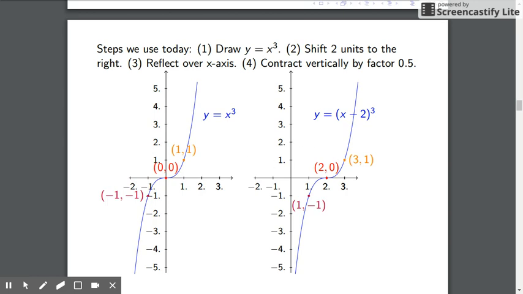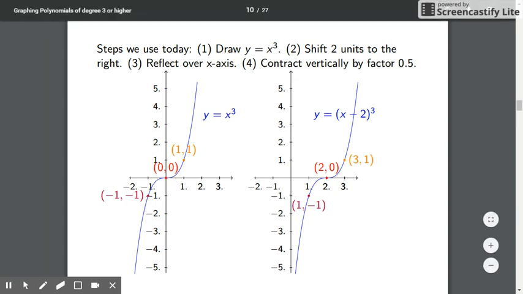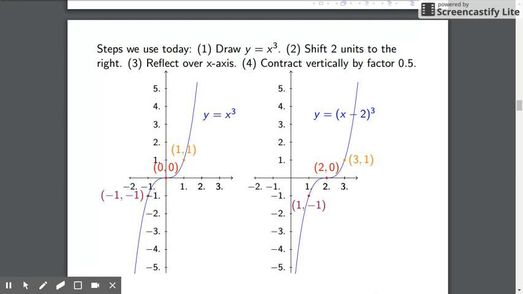So the first step, I'm thinking, is to shift to the right or to the left to get the parentheses x minus 2 cubed. How do we do that? This is mainly used for shifting to the right or shifting to the left. It cannot be used in all transformations. Some of them you can use, some of them you can't.